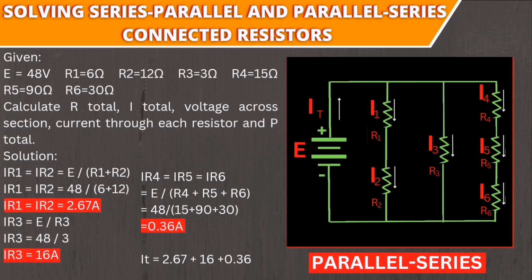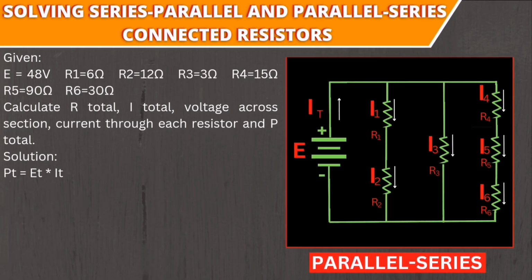And to confirm if your answer is correct, simply add the 3 currents and compare it to the answer for total current. So 2.67 amperes plus 16 amperes plus 0.36 amperes is approximately equal to 19 amperes, which is the same as the computed total current.